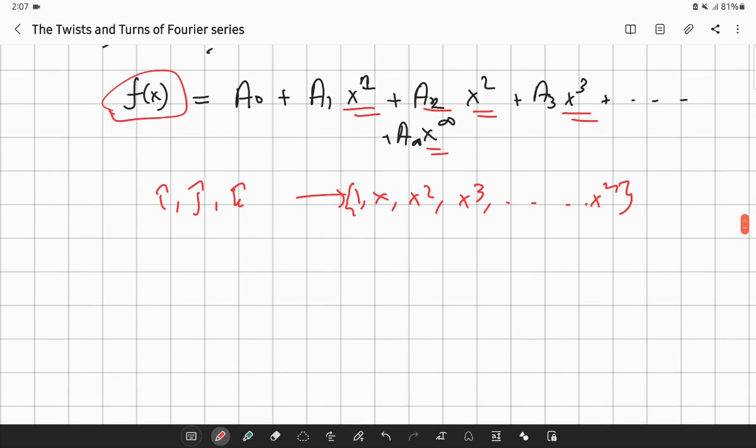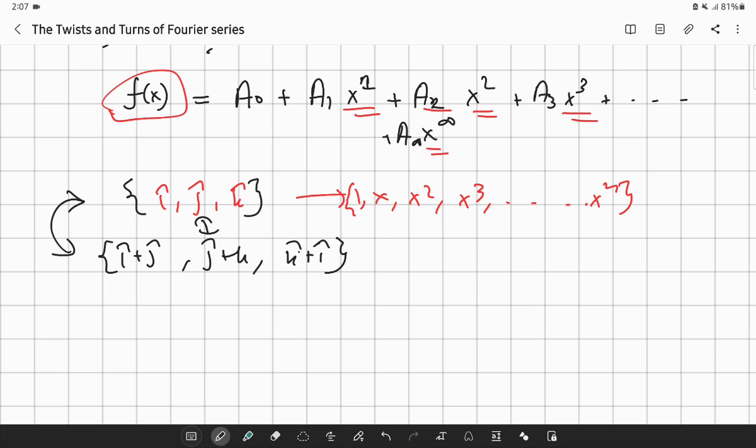Now, from linear algebra, you know that i, j, and k are not unique. I can have i plus j, j plus k, k plus i. The basis is not unique. And I can switch between these two. One is not more preferable than the other. Maybe i, j, and k is easier to work with, but it's not the only basis. Similar to how coordinate systems, like you have e_r, e_theta, and e_phi, for 3D space, I can use any of these interchangeably.